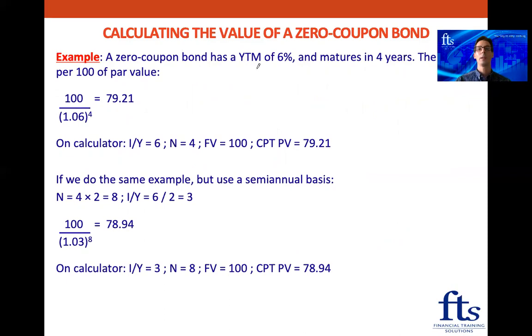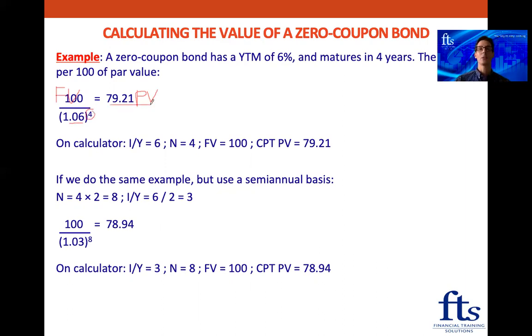Zero coupon bond, yield to maturity 6%, matures in 4 years. What's the value of the bond per 100 of par value? All we need to do is our basic present value calculation because there are no coupons. Remember our formula: present value, what we're trying to work out, is equal to future value discounted. We're going to get $100 in 4 years' time, so we discount it at the yield to maturity of 6% back 4 years. This is the value today.